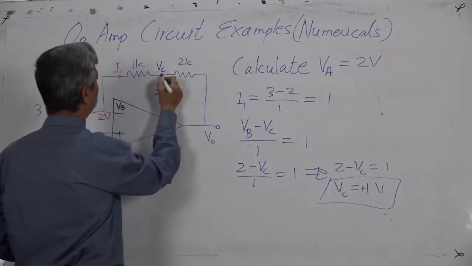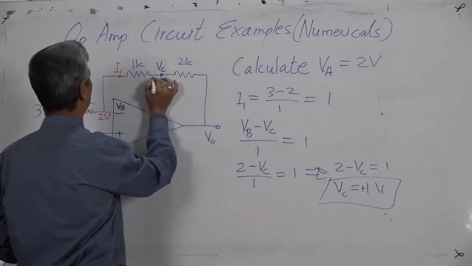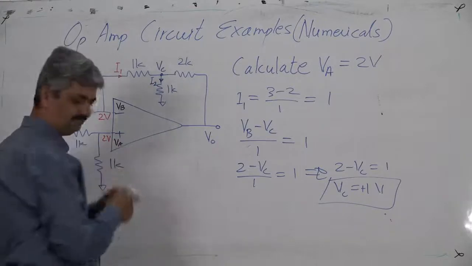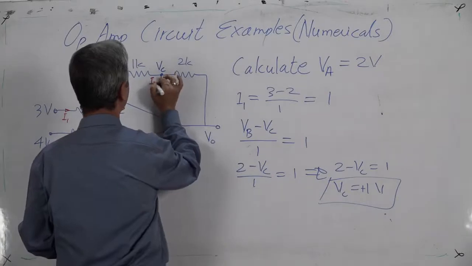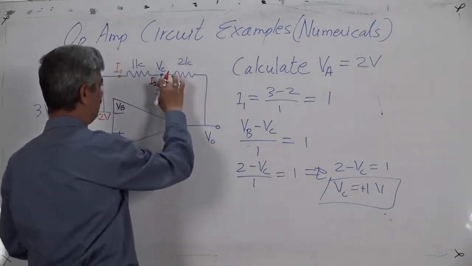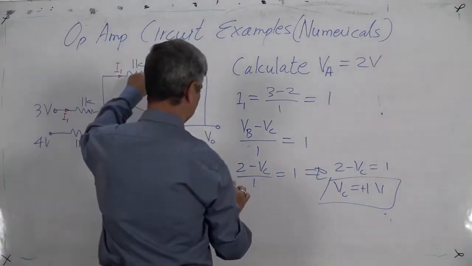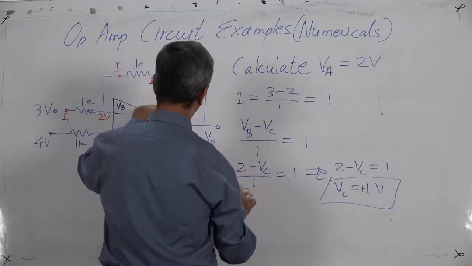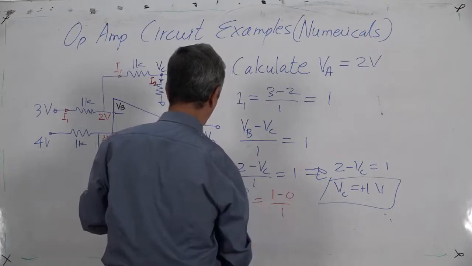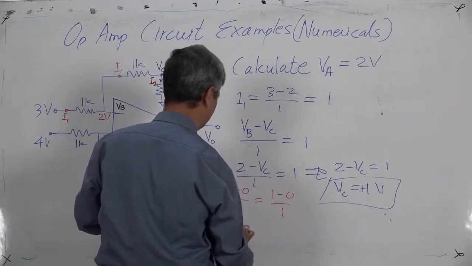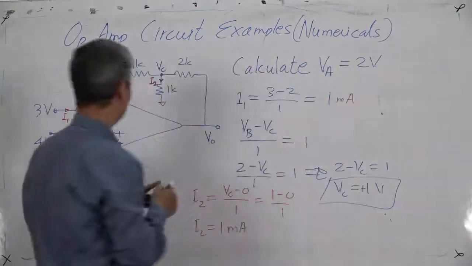Then at this node I assume this current direction, I will call this I2. What is I2? What is VC? VC is 1 volt, this resistance is 1K. So I2 is equal to VC minus 0 upon 1, but VC is 1, so 1 minus 0 upon 1, so I2 equal to 1 milliampere.